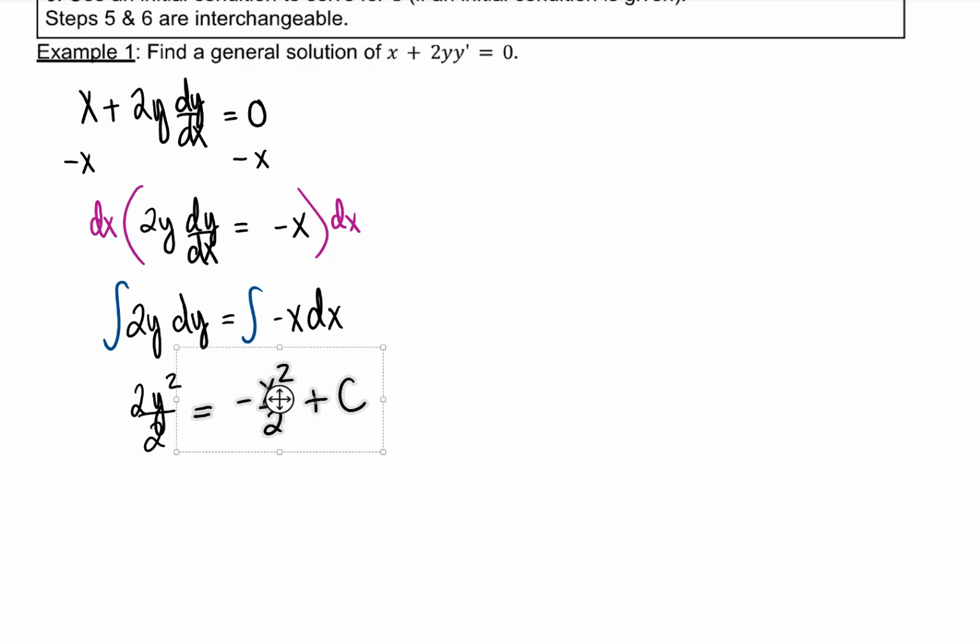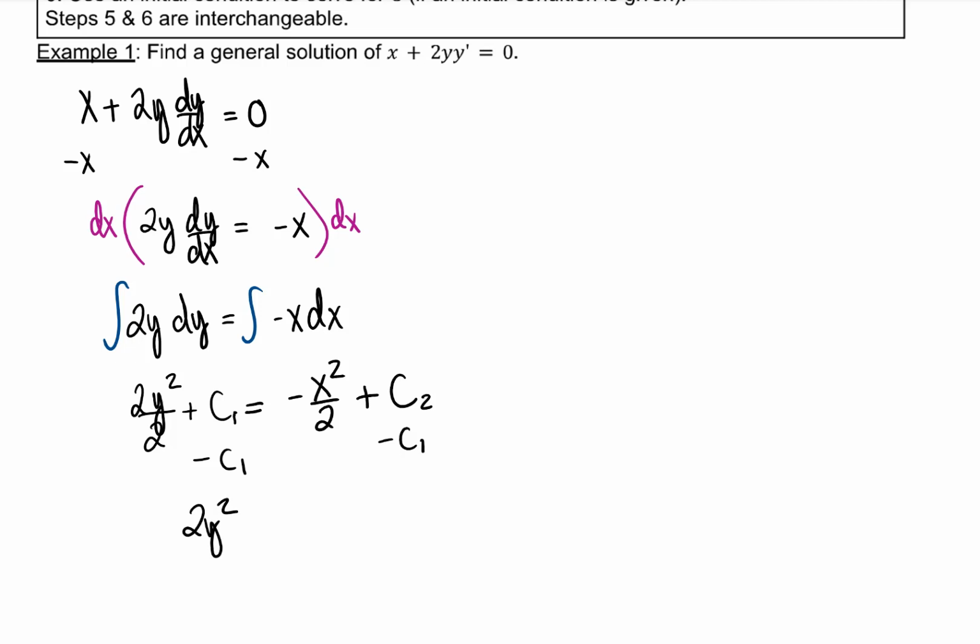Now we only put c on one side. Why do we only put it on one side? Well, we have a c value here, let's call that c sub 1, and a c value here, let's call that c sub 2. Then if I subtracted c sub 1 from c sub 2, I would get another constant. Let's call that c sub 3. So at the end of the day, you only need to put the constant on one side. It accounts for the constant from the integral on the left and the integral on the right.